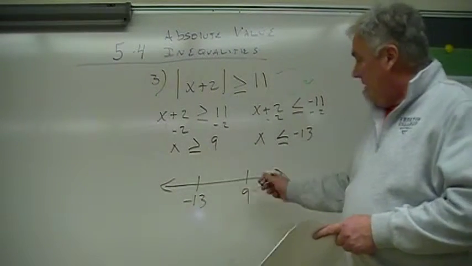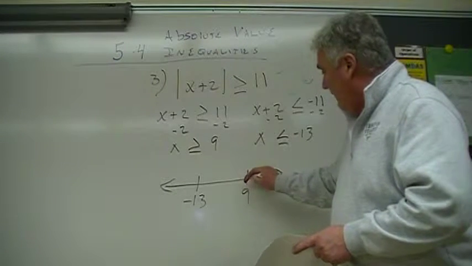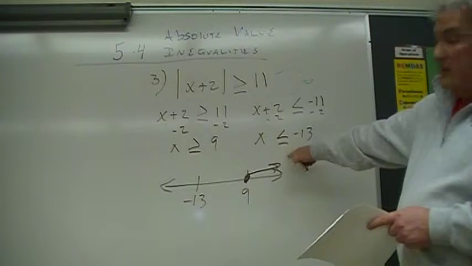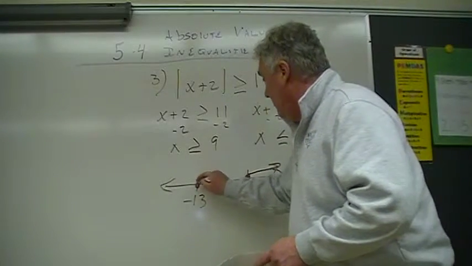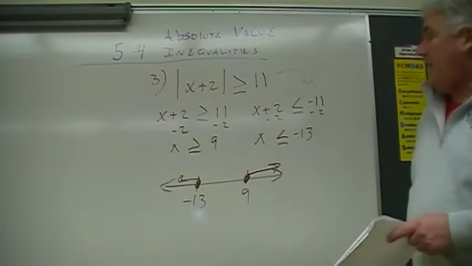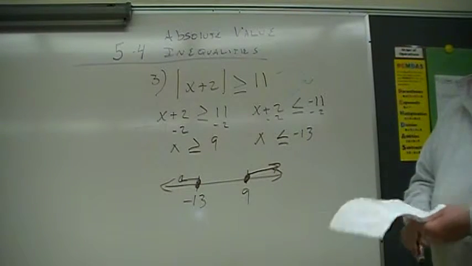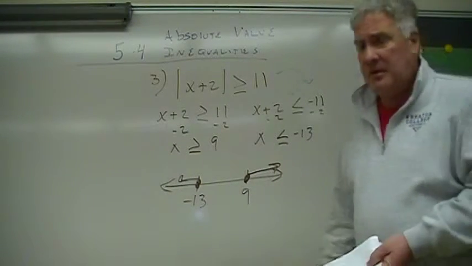x is greater than or equal to 9. We know that. Fill that in and go that way. Less than or equal to negative 13. Close circle and that way. And that is our graph. That's what we were doing for compound inequalities in 5.3.